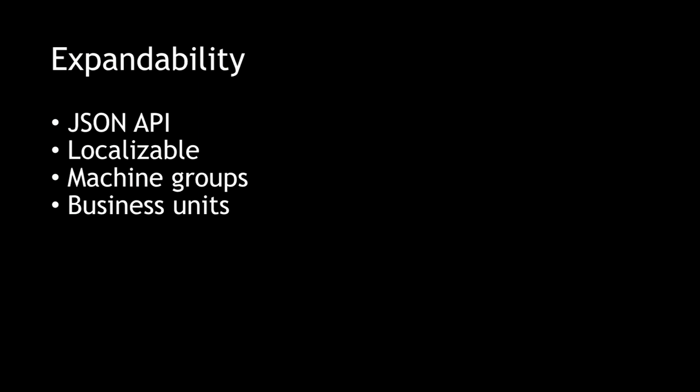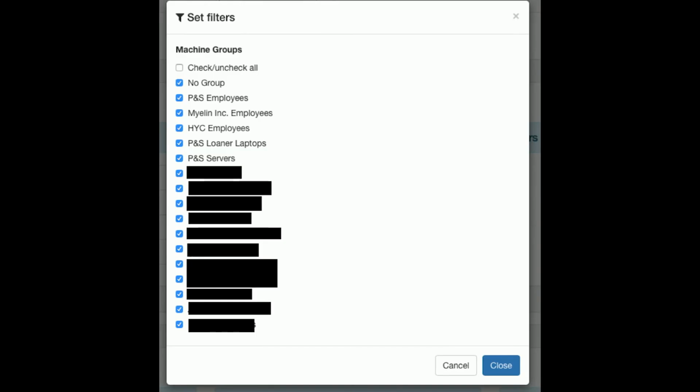We did mention the app is fully localized in those different languages. If you don't see your language, please help us out, contribute. And then there's these two things called machine groups and business units. These are a little tough to explain, but I'm going to give it a shot. We'll start with machine groups.